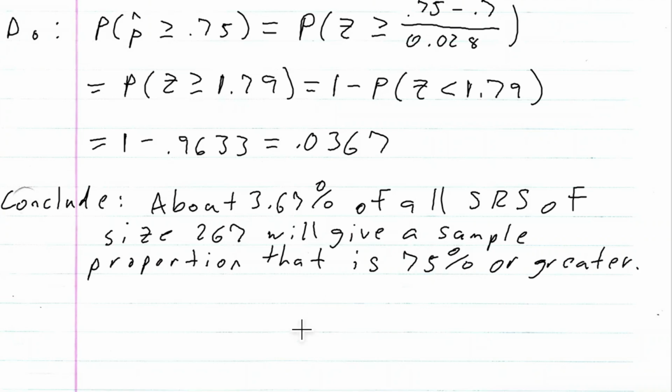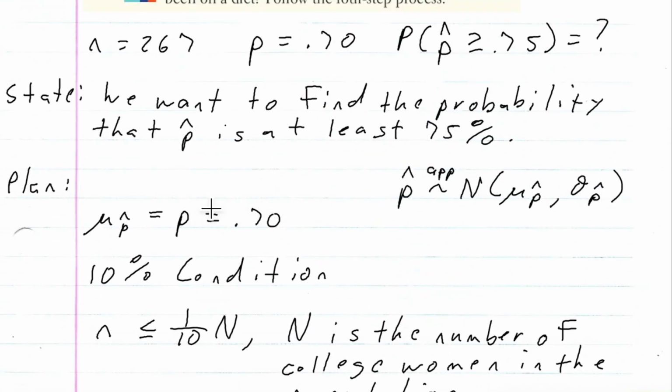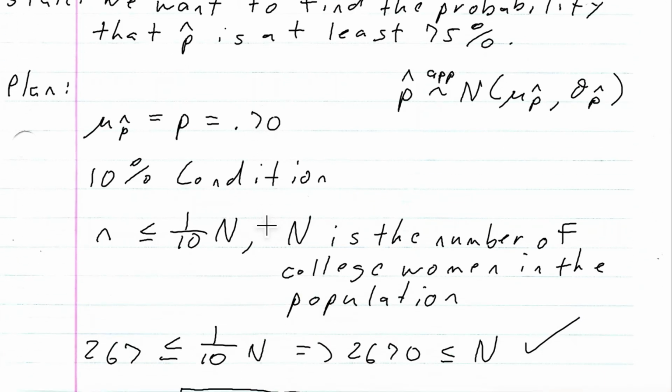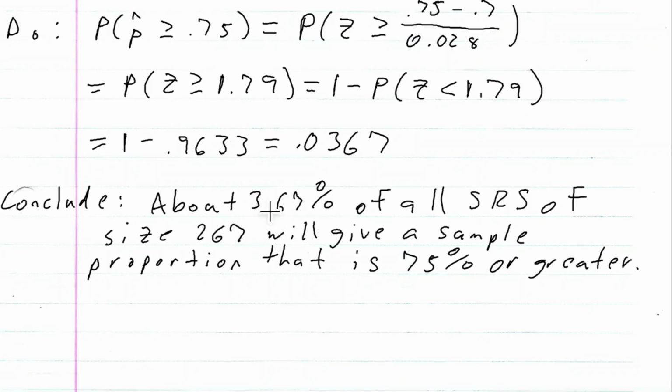Right, and this makes sense. This is telling us that the probability that the sample proportion is going to be bigger than 0.75 is about 3.67%. Well, think about it. If the population proportion of women on this diet is 0.7, then the probability that a specific sample with 267 people is going to be bigger than 0.75 is going to be small, right? That probability is going to be really small. So this does make sense in the context of the problem.